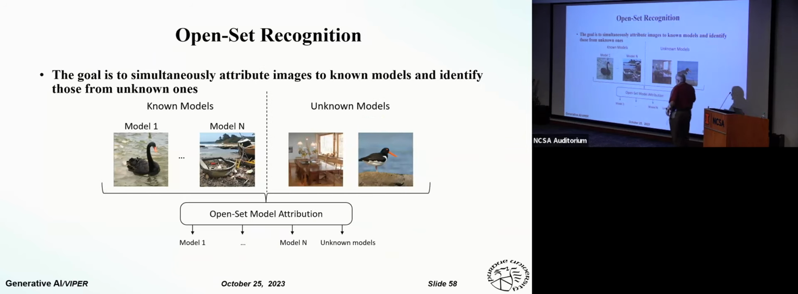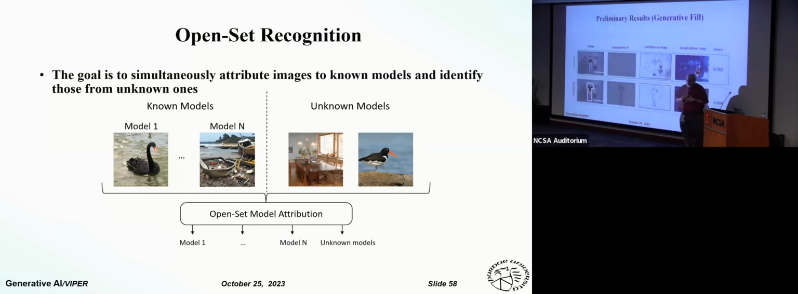We're also looking at the more realistic problem of open set recognition. How do you simultaneously attribute images to known models and identify those from unknown models? So we're looking at this big open set problem. There's going to be a sequester test on this later this year. Well, probably early next year. And again, this is work our team has been doing for a while.